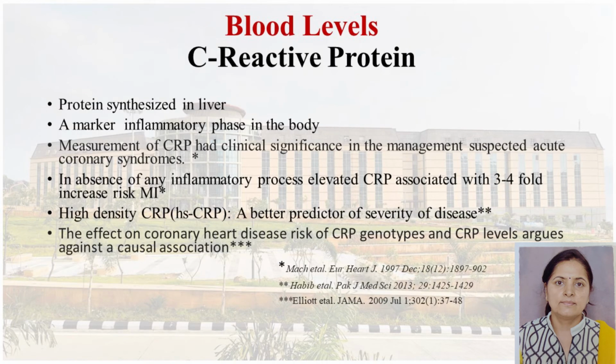C-Reactive Protein, which is synthesized in the liver, is normally a marker of inflammatory phase in the body. But elevated levels of C-Reactive Protein without any inflammatory process has been found to be associated with acute coronary syndrome, myocardial infarction, and it also predicts the prognosis in a case of coronary artery disease. However, the effect on coronary artery disease risk of CRP genotype is not associated with the levels of CRP, so it is not considered as a marker of hereditary risk in cardiovascular diseases.